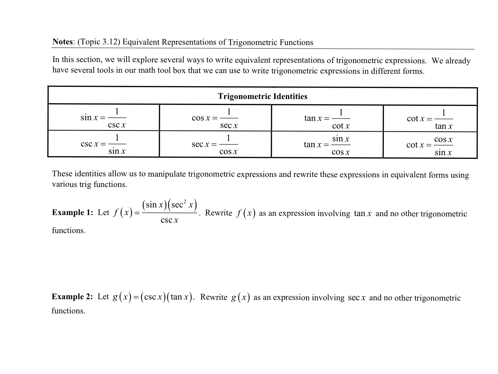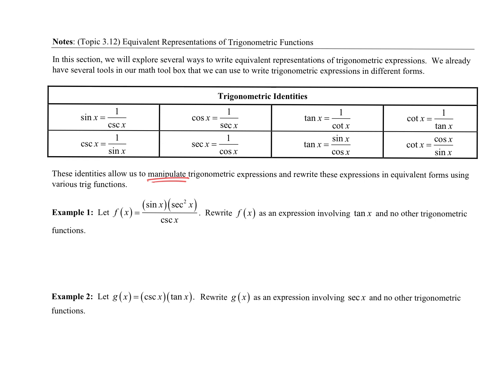These identities allow us to manipulate trigonometric expressions and rewrite these expressions in equivalent forms using various trig functions. So we are basically going to manipulate things. That's really what we're doing. We're just rewriting things and changing the way things look. It's not going to feel like you're doing a whole lot. We're just changing answers in equivalent forms. So let's look at example 1.